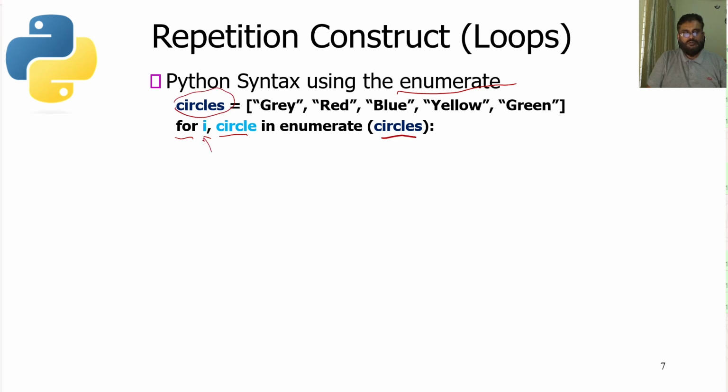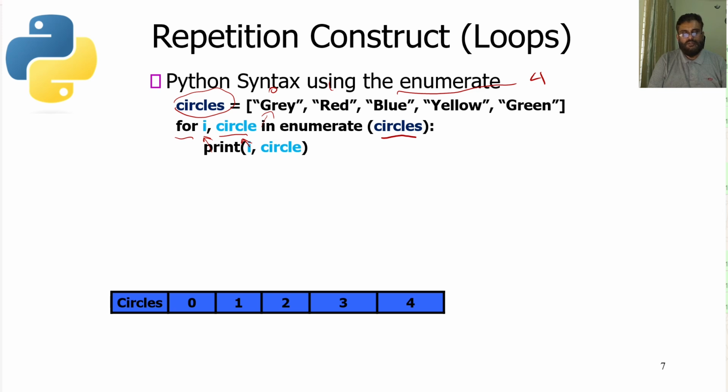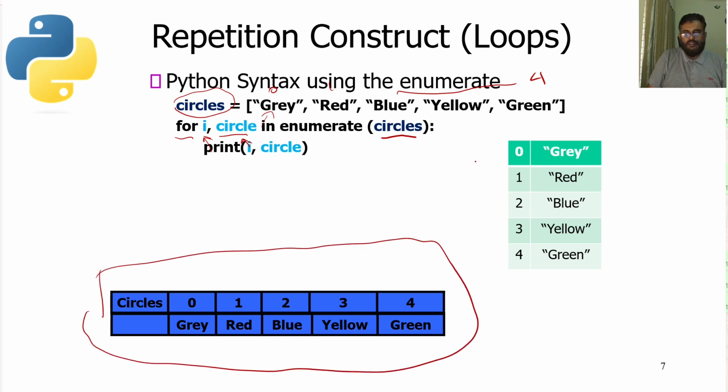So these two variables are being created. One is for the index, which varies from 0, 1, 2, 3, 4, and the circle is basically going to access what is stored at each of these indices. So if I try to print i comma circle, I will get the result in terms of the index and what was stored at that particular index. If my list was represented internally like this, the output will be like this. I will have index 0 with the stored value gray, then index 1 red, and so on till index 4, which has the value green stored here.